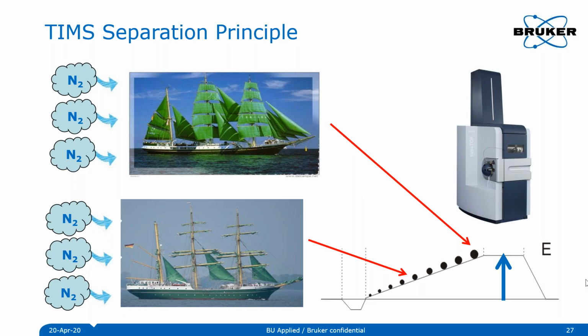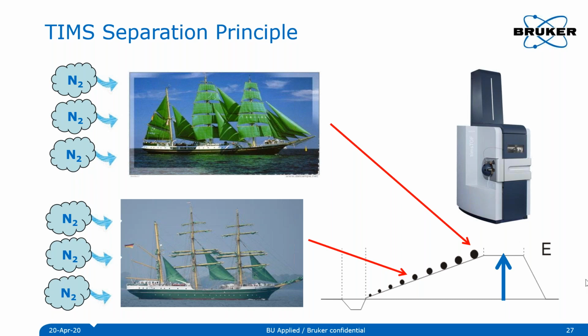Now let's switch gears a little bit and discuss a new technology that Bruker introduced a few years ago. I'm of course talking about trapped ion mobility separation, or TIMS. Its purpose is to augment conventional QTOF analysis with an additional separation dimension and help to resolve co-eluting isomers. So how does TIMS work?